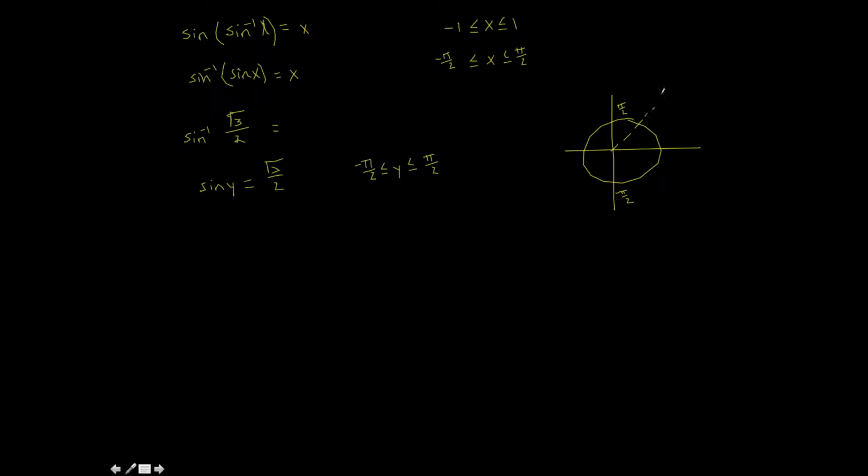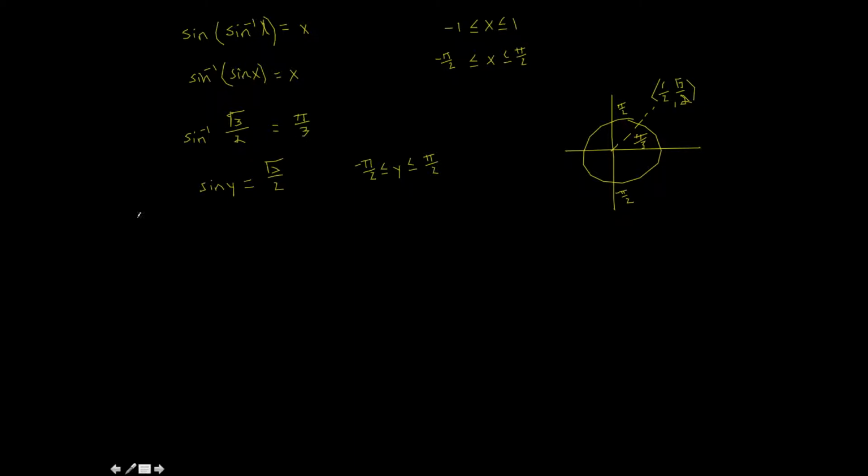Well, the sine of this point right here is square root of 3 over 2, and the x is 1/2, and that particular point is called pi over 3. So at the pi over 3 value, the sine is square root of 3 over 2. So where is sine square root of 3 over 2 between these two? Well, it's at pi over 3. So you're thinking in reverse.